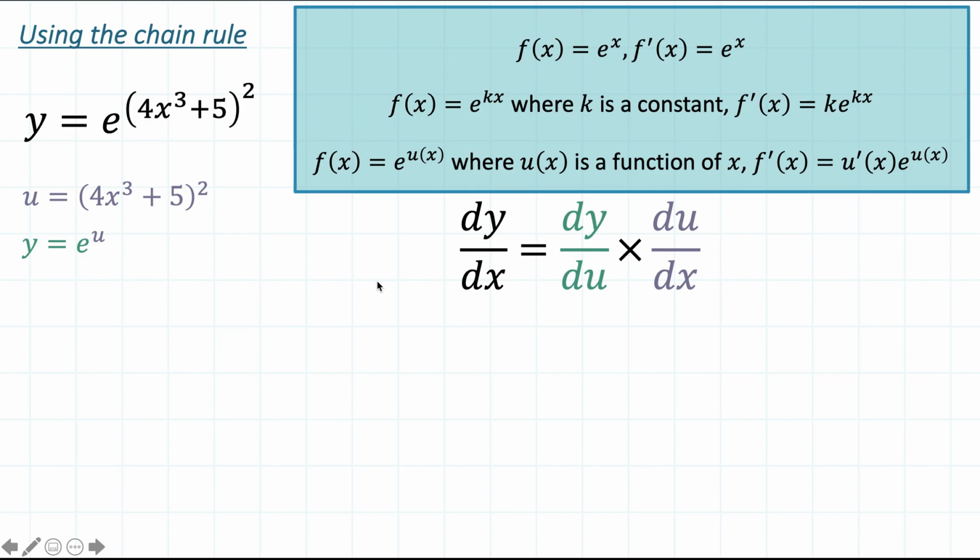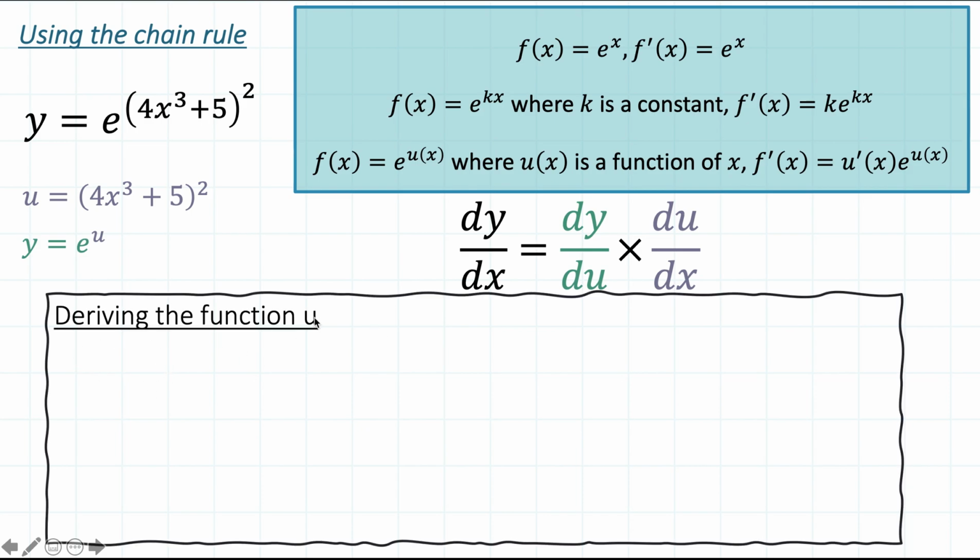Now what I want to do is just derive the function u, because we know how to derive dy by du, which is just e to the power of u. But du by dx, that's going to be a bit of work. So let u be equal to this. I'm going to do another substitution. I'm going to use m instead of v, because v and u are easily confused. So m is going to be equal to this. It means that u is equal to m to the power of 2.